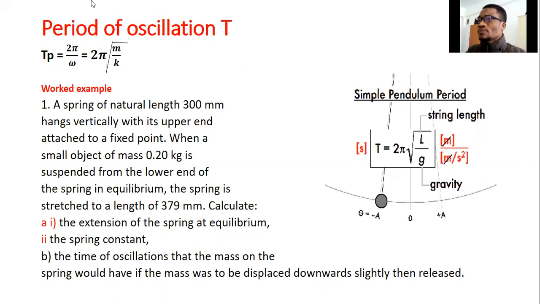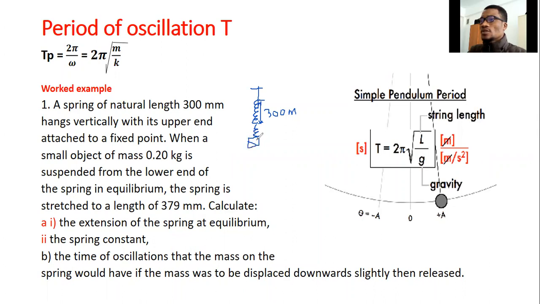Okay, let's see. I'm just going to quickly do the diagram of this. We have our spring. The spring is just the length from here to here, and the natural length is 300 millimeters. But when a load of 0.2 kilogram is attached to it, there is an extension, more extension, something like this. So let's say this is the load.